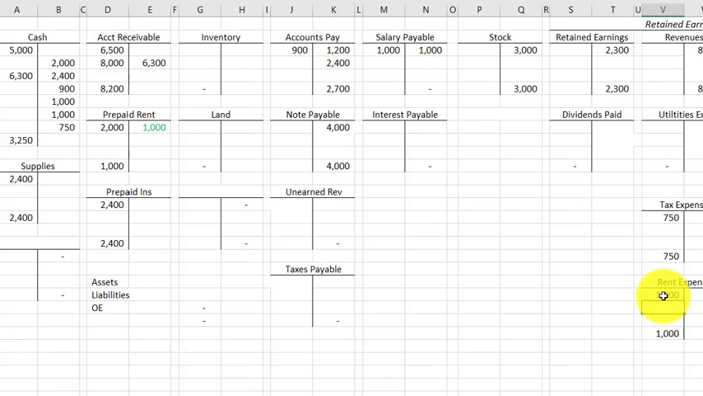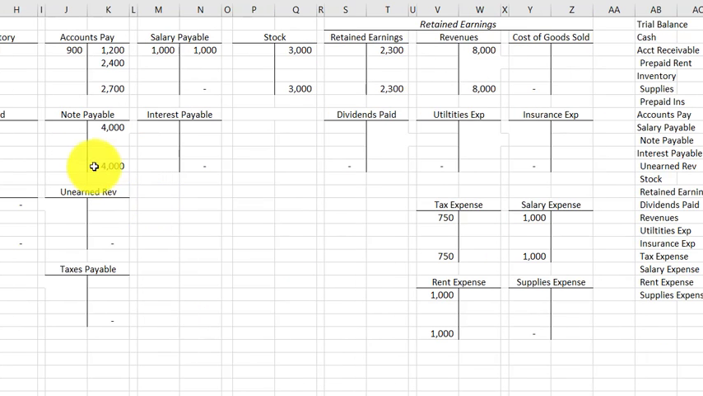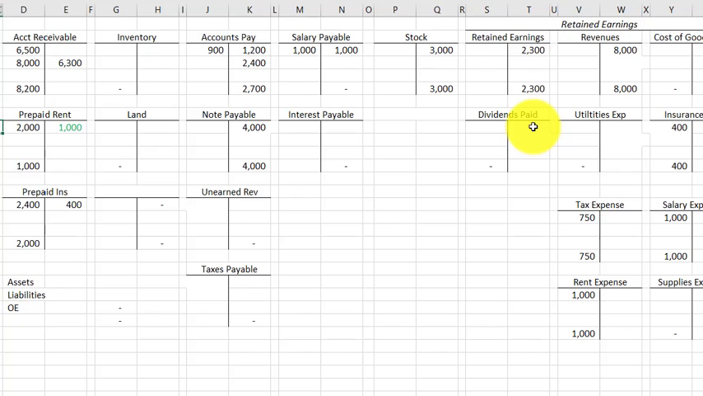And then we do the same thing with insurance, except insurance was for 6 months. So this $2,400 is going to be divided by 6, and we're going to use up 1 month of that. That's $400. And that's going to be to our insurance expense. Debit. So we debited $400 to insurance expense, credited to our prepaid insurance. Sorry about that.